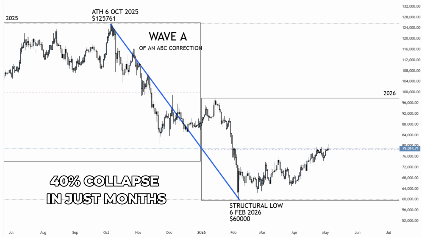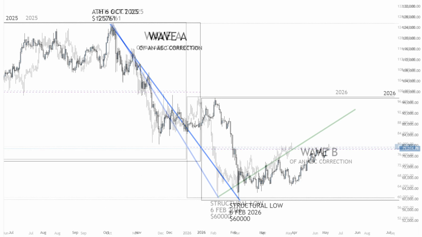Geopolitical tensions, a partial U.S. government shutdown, and over $2.5 billion in leveraged long liquidations in a single day created a cascade that pushed prices down faster than fundamentals alone could justify. Wave A was not one thing, it was everything at once, and that is what made it so damaging and so difficult to see coming.